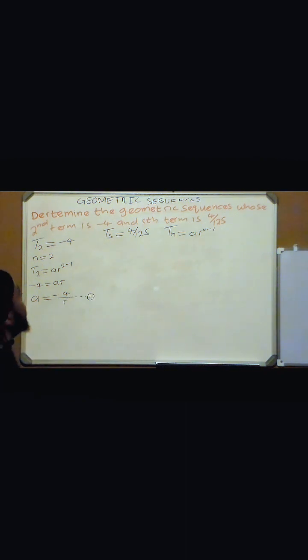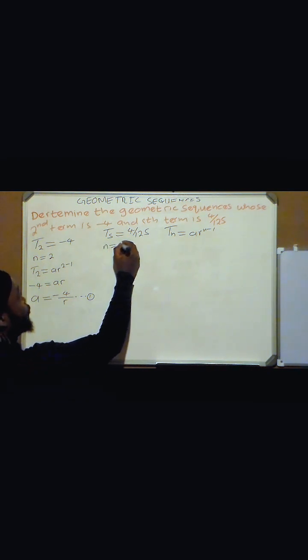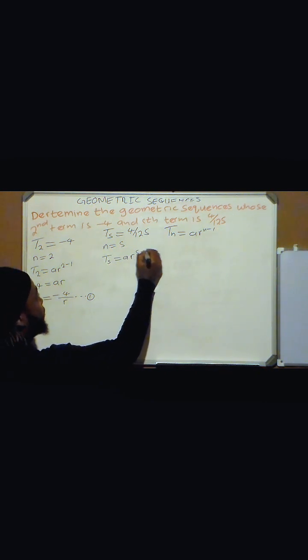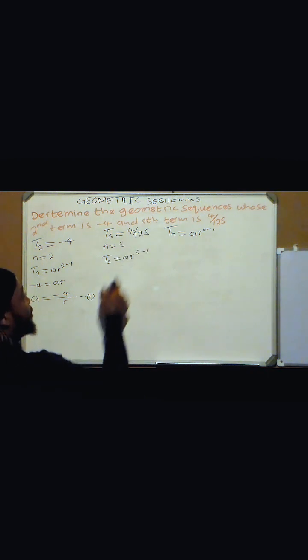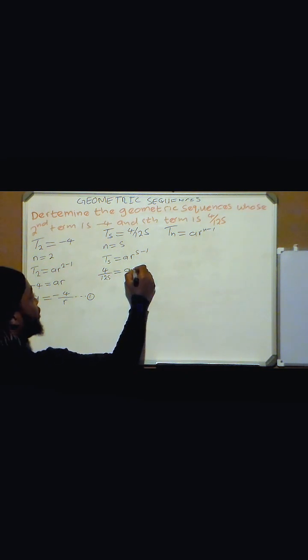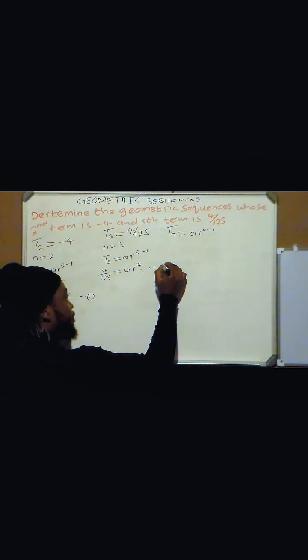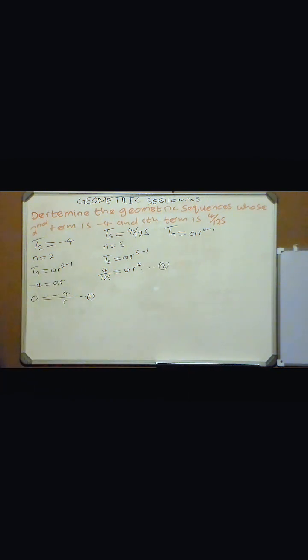We go to the second term, term number 5. For term number 5, we know that n should be equal to 5. So T5 equals a r^(5-1). Term number 5 is 4 over 125, which equals a r to the power 4. We call this our equation 2.